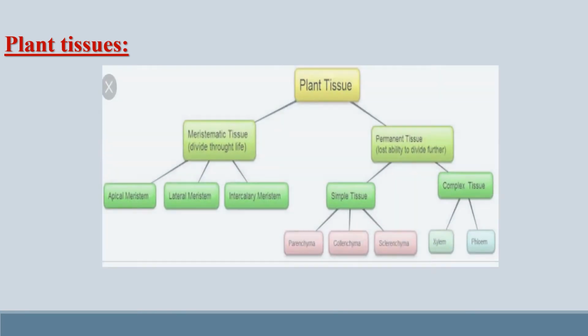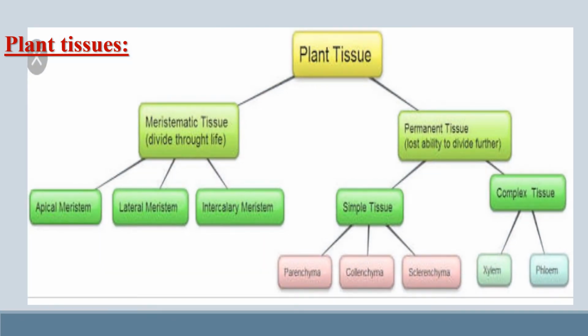There are two types of tissues. First is plant tissue and second is animal tissue. Now we will study plant tissue first. What are plant tissues? We will study this with the help of a flowchart.